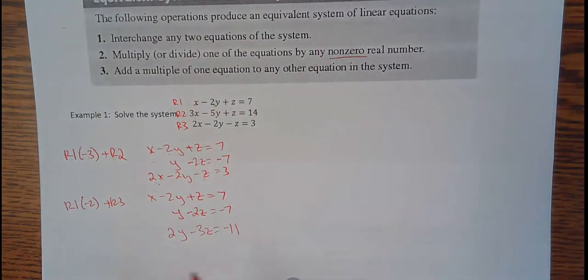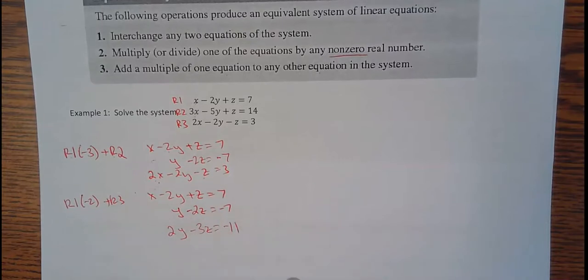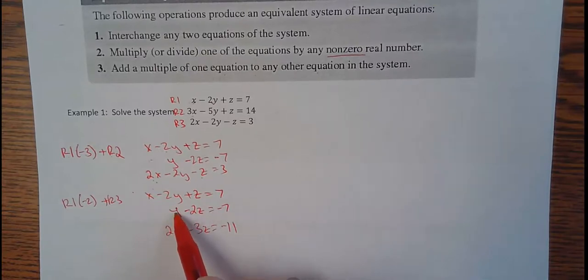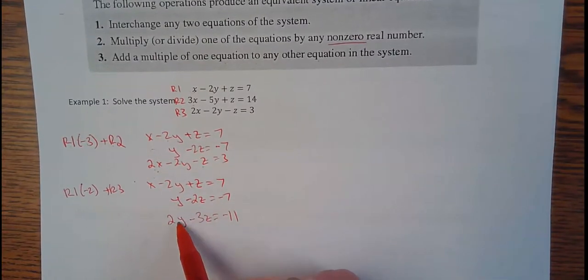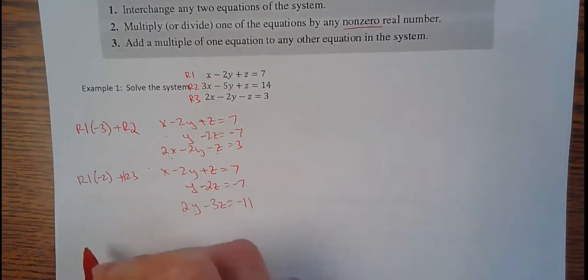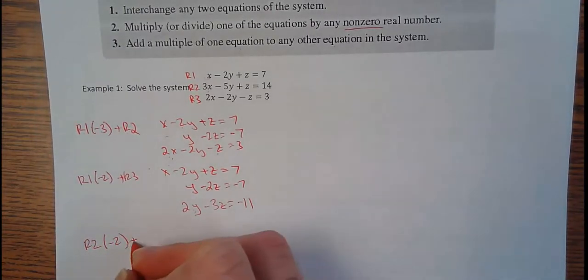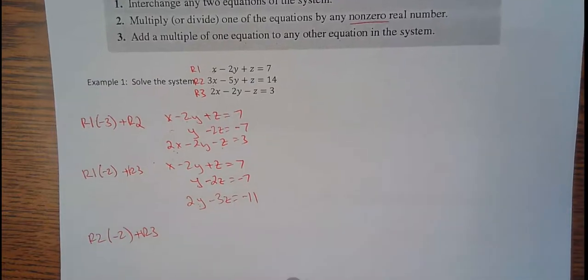I'm getting really close to triangular form. I want a triangle though. I want one equation that has just z's in it. So I need to get rid of the y. Now it'd probably be really easy to take this y, take it times -2 and add to that, and I'd get rid of that y. So I'm going to take row 2 times -2, add to row 3, and then replace row 3 with it.